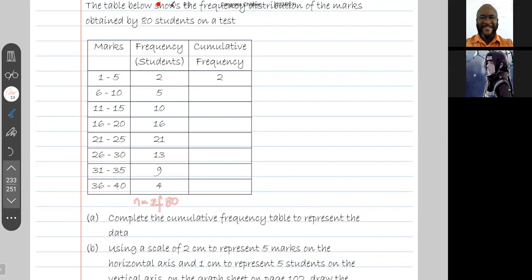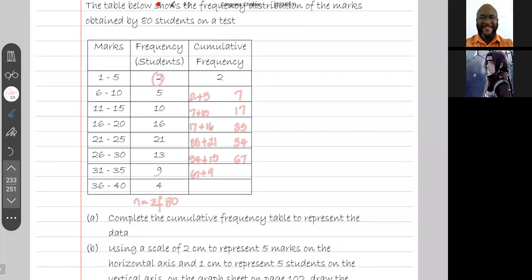Now, cumulative frequency means you're going to add the frequency as you go down. At the first level, the frequency is 2, then 2 plus 5. At the second level, it's 7, then 7 plus 10. This is 17, then 17 plus 16. I think this is 33. 33 plus 21 is 54. 54 plus 13 is 67. 67 plus 9.